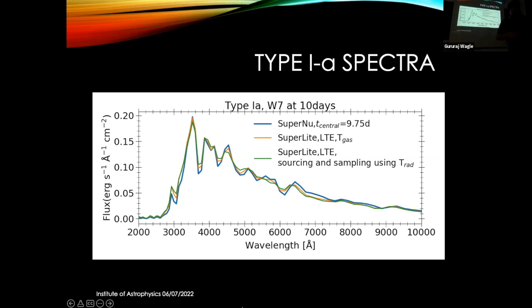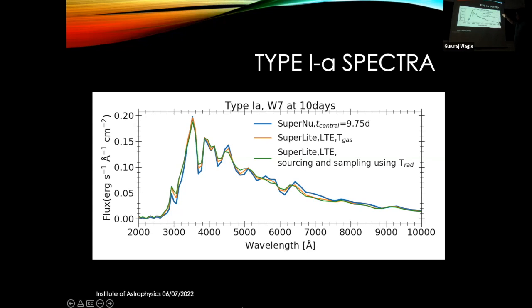So we save the quantities like the velocity, the radii, densities, temperatures, etc. And we feed that information into SuperLite. And what you can see here is SuperLite does a good job in reproducing the spectrum that SuperNu predicts. So the green and the orange lines are both results from SuperLite. So it's a snapshot spectrum based on the profile that SuperNu generated.